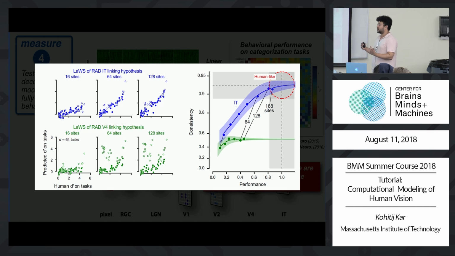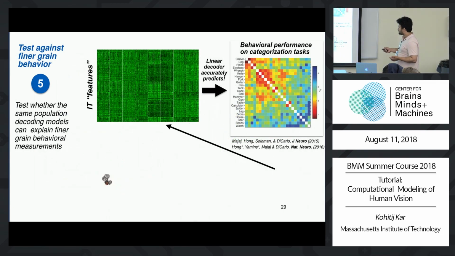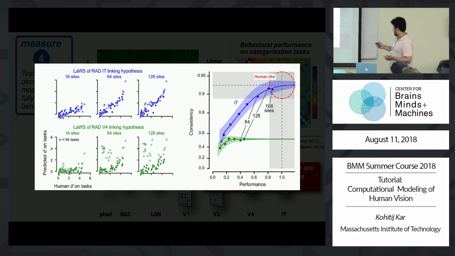So whenever I want to compare this to my own study, I want to know how many neurons I need to record to get to human level performance. So these numbers are important. Sorry, I think I kind of skipped the slide here. This is just showing that if you're going from 16 sites, you have some amount of correlation for all 64 tasks, and the correlation is higher for IT compared to V4, but it's not to the level of humans. As you increase the number of sites, you get to a point where you're equal, okay?